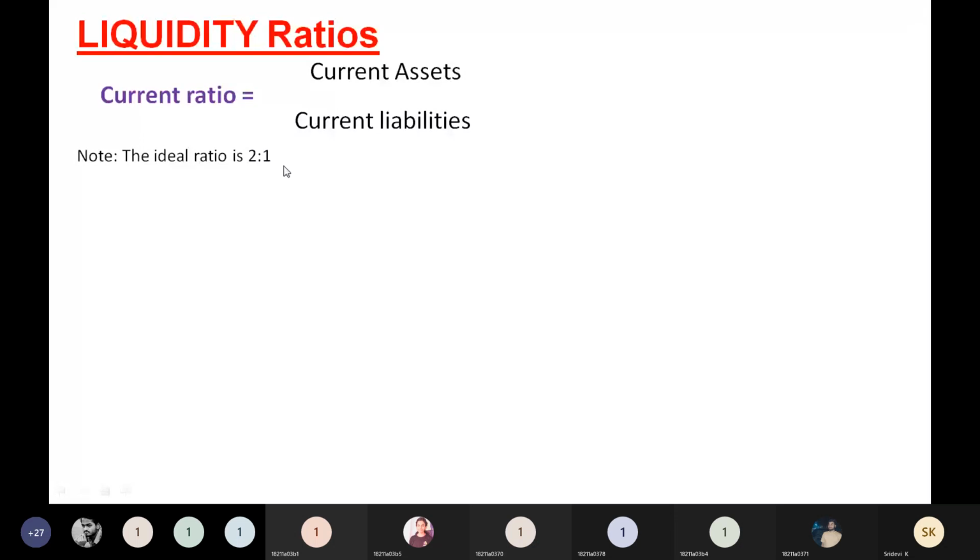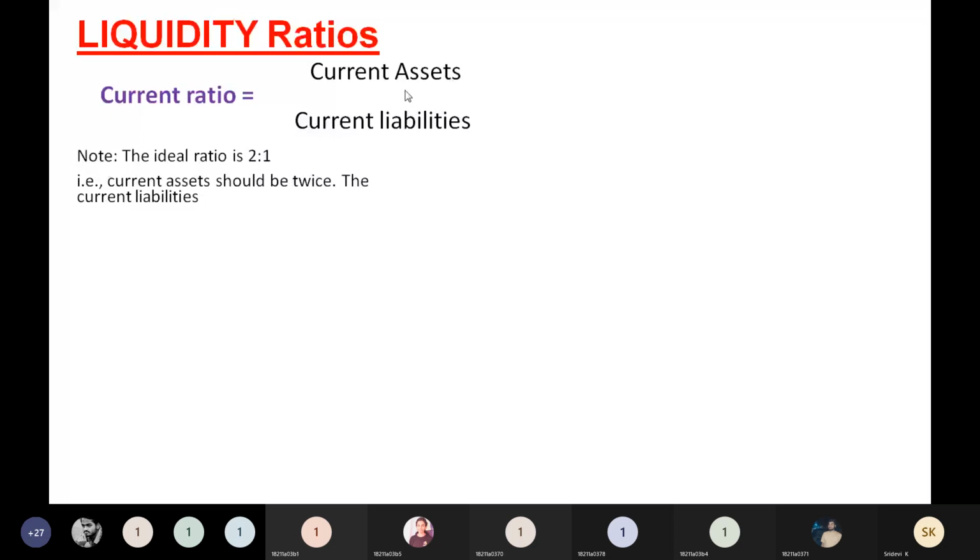If it is less than this ratio, that means it is not satisfactory. The ratio between the current assets and current liabilities is not satisfactory. So you have to interpret like that by comparing with the ideal ratio. Always the current assets should be double the liabilities.